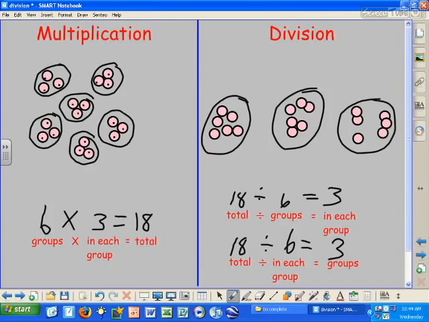So in real life, when you're talking about sharing things or making teams, it actually makes a difference with the words, but the division problem is still the same. So for a quick review, division and multiplication are related. Division is the opposite of multiplication. Multiplication is repeated addition, and division is repeated subtraction.